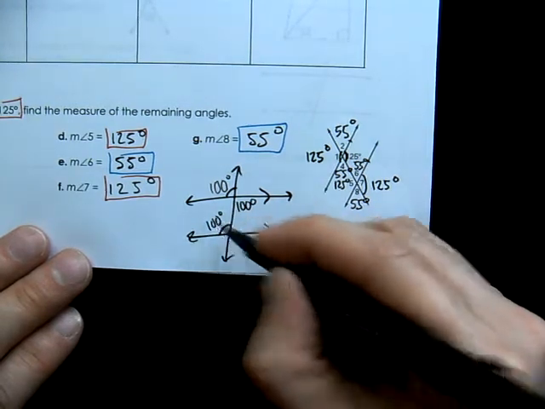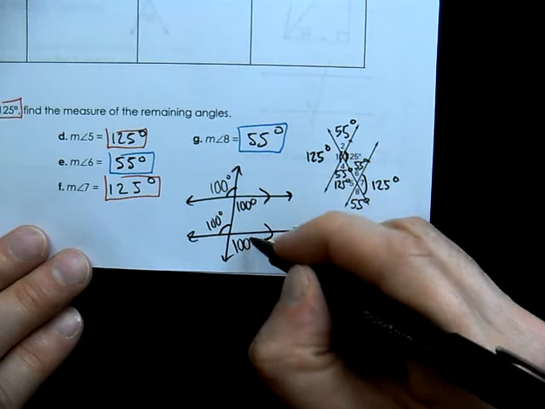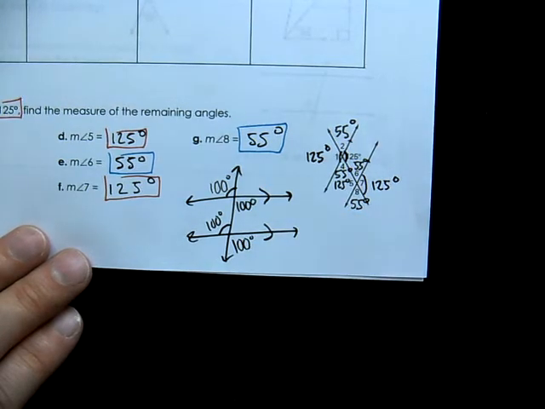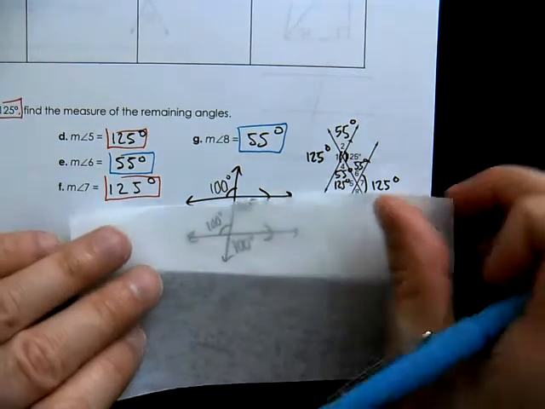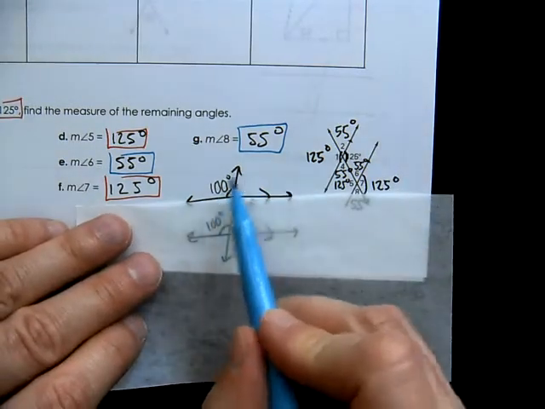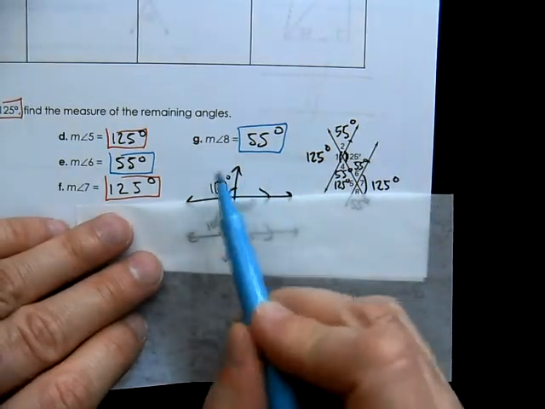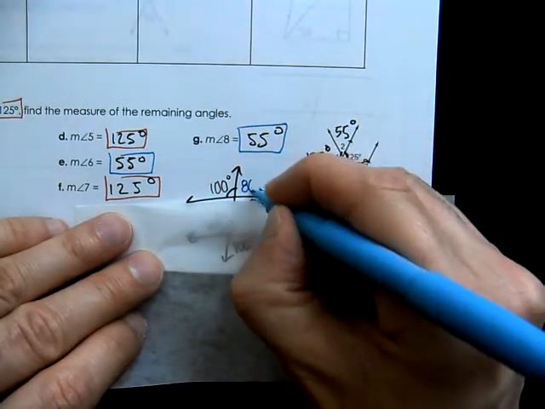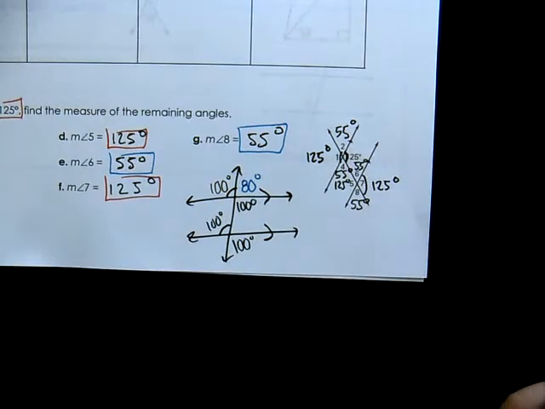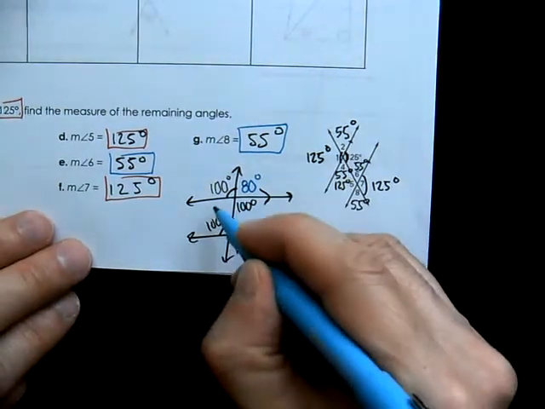And then again we have vertical angles. So notice we have 4 angles that have the exact same measurement. And then you use the same technique to find the missing angle. You look for those linear pairs. These 2 angles have to add up to 180 degrees. So 180 minus the 100 gives you 80 degrees. These are vertical angles.